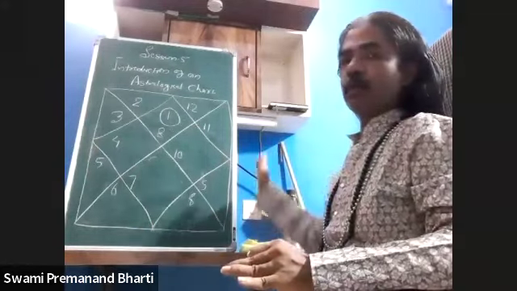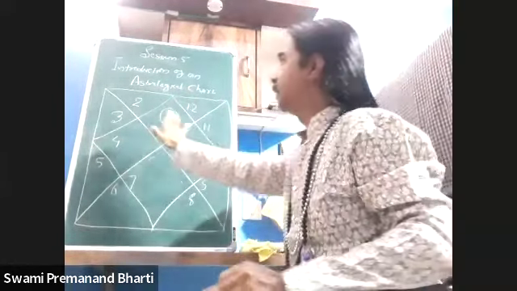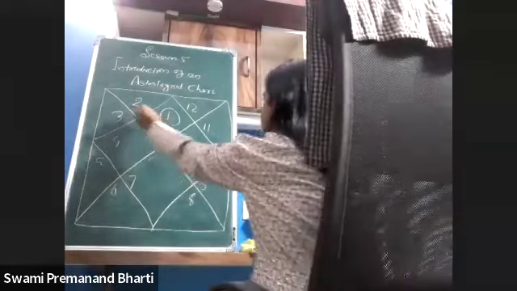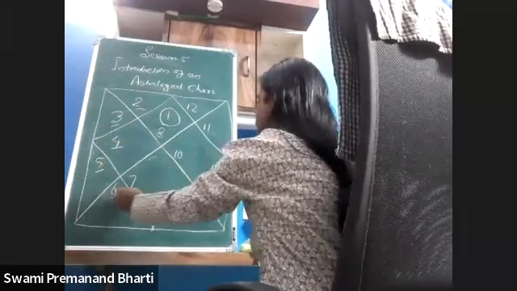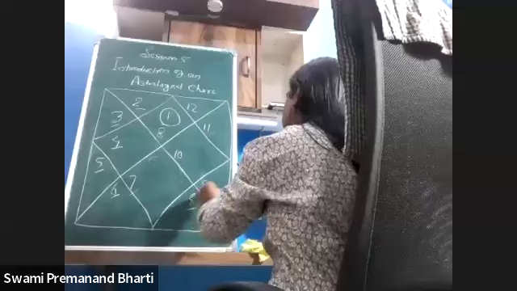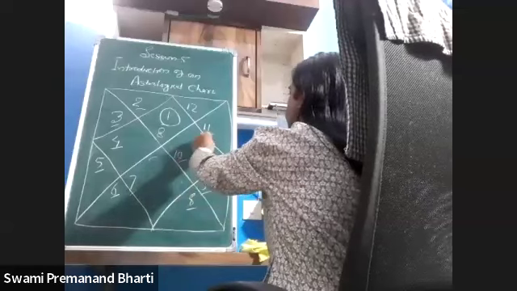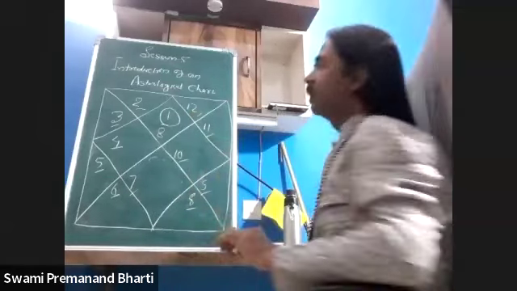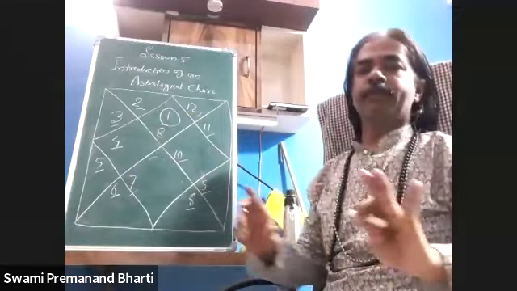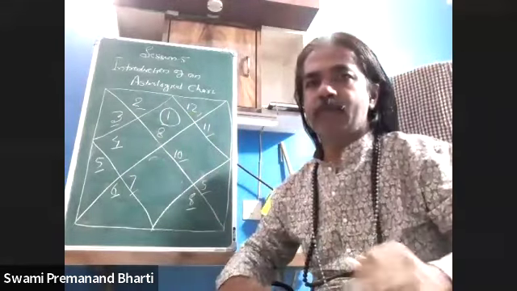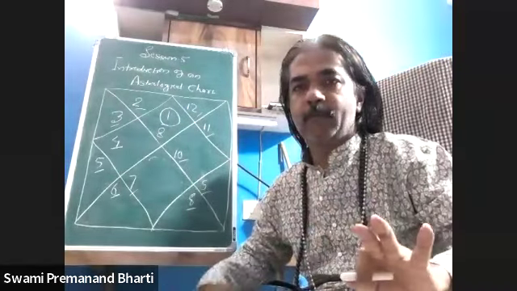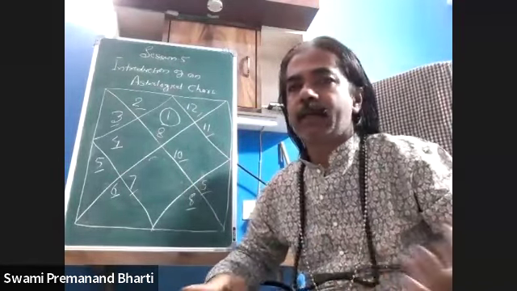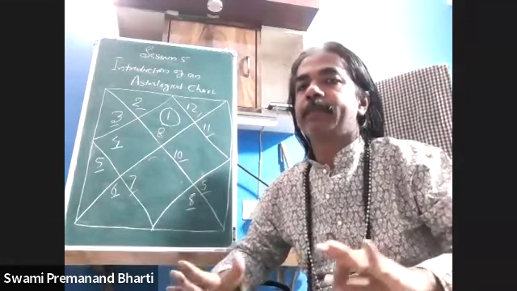In the anti-clockwise direction, this will be the first house, the second house, the third house, fourth, fifth, sixth, seventh, eighth, ninth, 10th, 11th, 12th. Now, every house represents some things related with your life or some people related with your life. Either it can represent things or it can represent people.